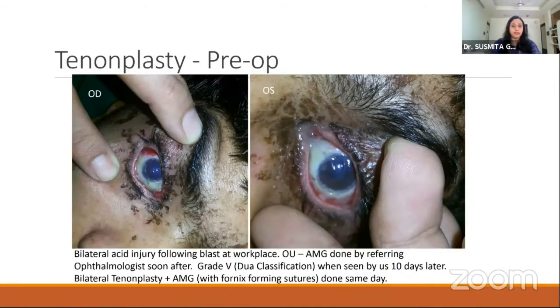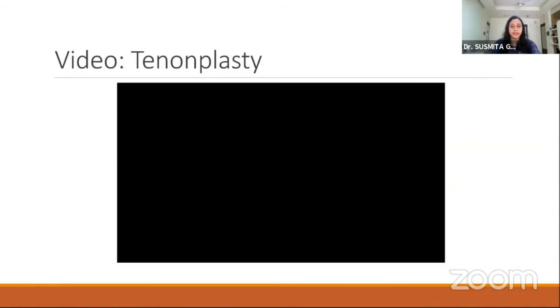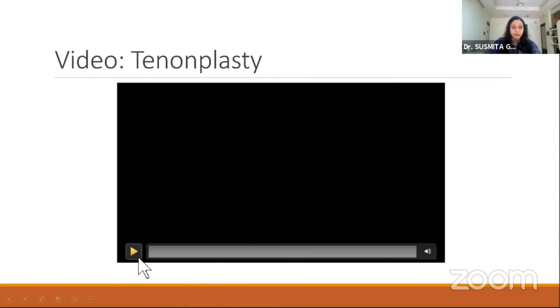Now, coming to a few cases, this was one young male, again a bilateral acid injury following a blast at the workplace. The referring ophthalmologist had done an amniotic membrane grafting soon after, but the scleral ischemia persisted, so this patient was referred to us. He was grade 5 on the Dua classification when we saw him about 10 days later, so we planned a bilateral tenonplasty along with amniotic membrane grafting the same day. A short video.